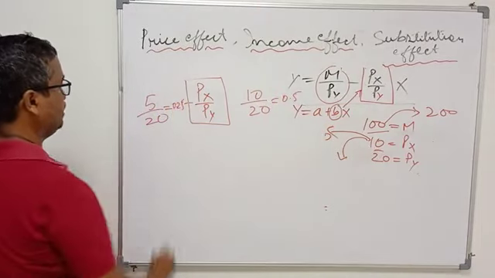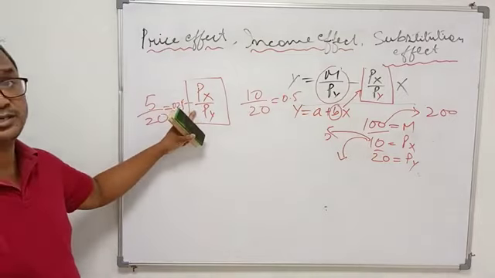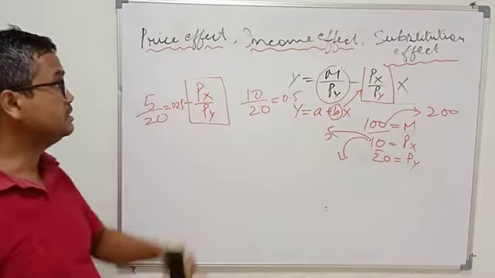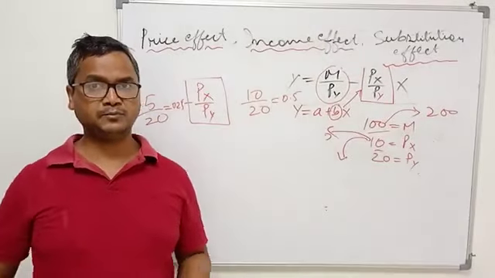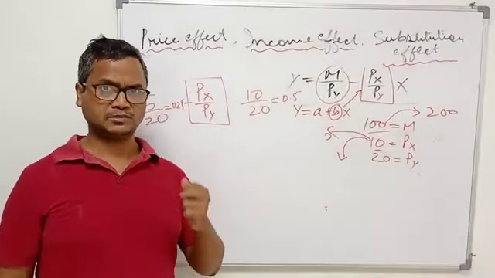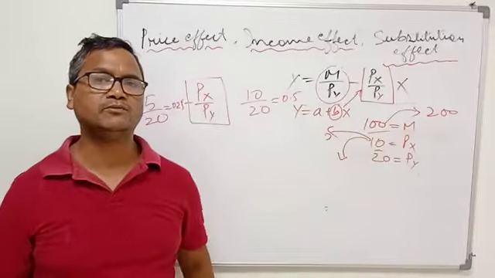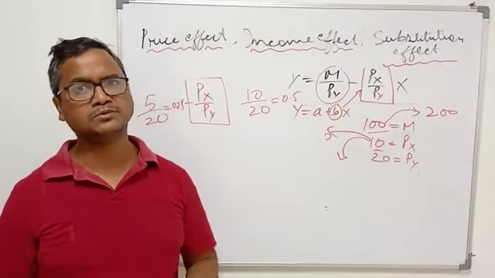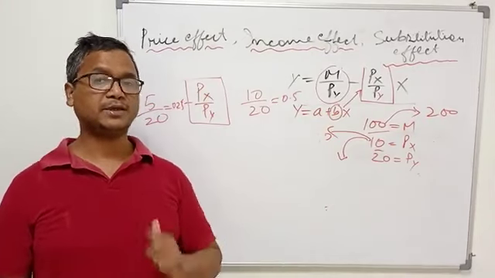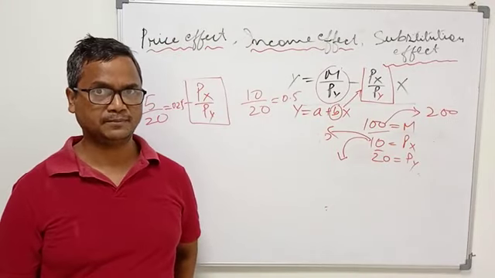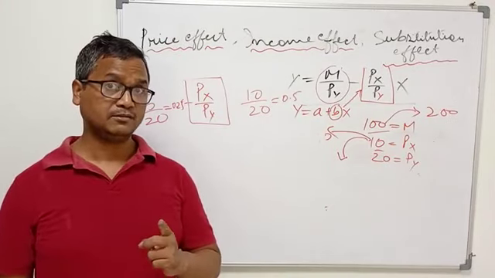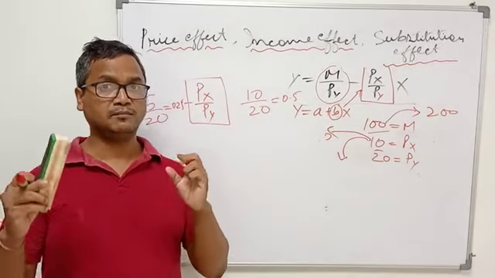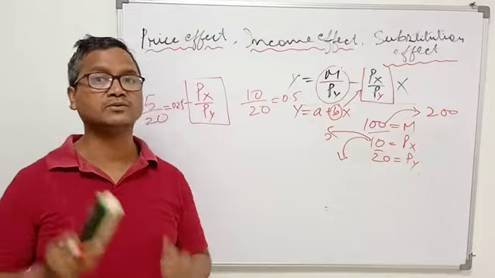0.25. Okay, so the price ratio has changed. Got it? So this is known as the substitution effect. People are substituting the cheaper good for the costlier good. That's why you will see changes in the consumption of goods. This effect is known as the substitution effect. Clear? With the substitution effect, you have to remember your money, or your real income, remains constant.